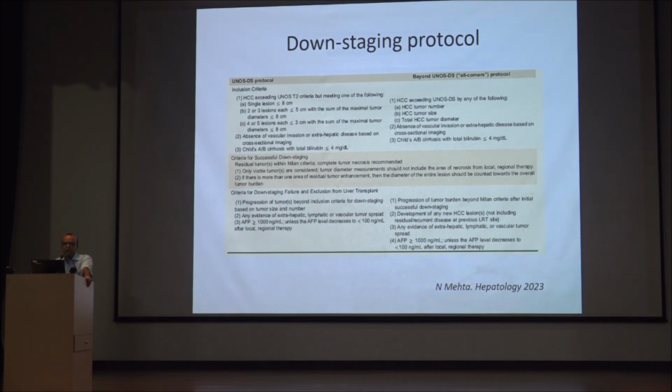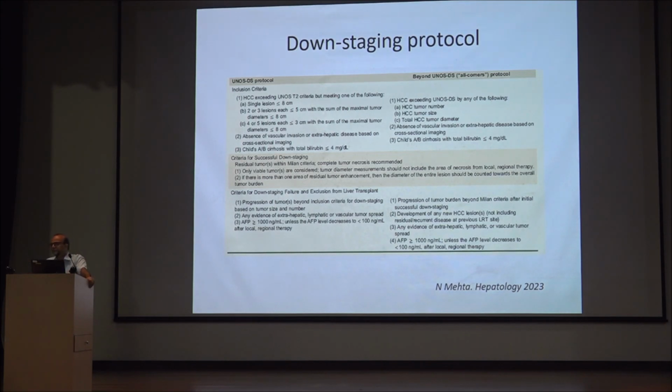So all these downstaging protocols, pre-downstaging and post-downstaging, are totally dependent on the radiologist and the hepatologist, because of the reporting of the initial tumor, whether it was in the criteria, and more importantly, which is more difficult and demanding, the response to treatment. There are mRECIST and other locoregional therapy response criteria available for this. The criterion for successful downstaging is that the tumor should come down to within Milan. Ideally, there should be complete tumor necrosis. Only viable tumors are considered, and tumor diameter measurement should not include necrosis. This is a bit tricky situation.